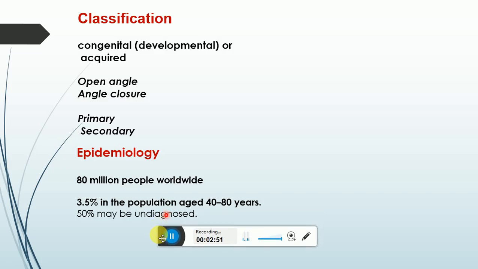Epidemiology: 80 million people are affected worldwide. Above the age of 40, 3.5% of the population have glaucoma and 50% may be undiagnosed. So this is a huge number of undiagnosed cases.